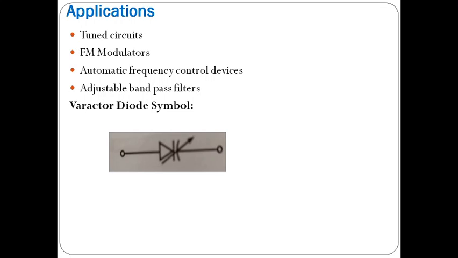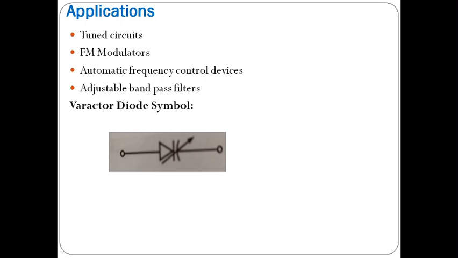So this capacitance is varied electronically, that means it is varied with the applied reverse bias voltage. And we can say these varactor diodes are also used in the LC resonance circuits in microwave frequency multipliers.